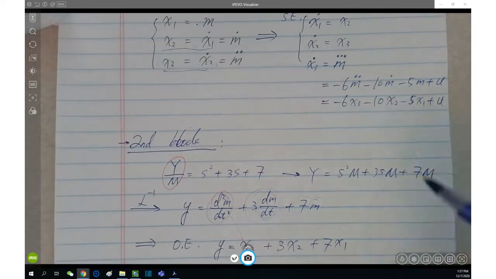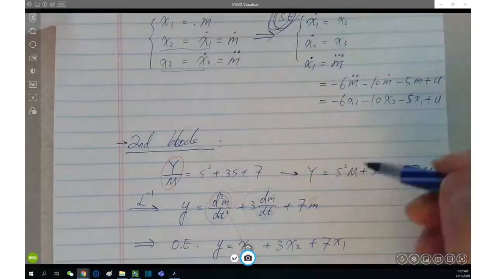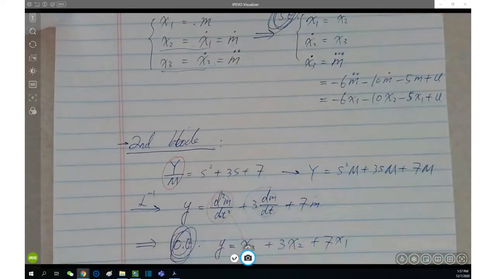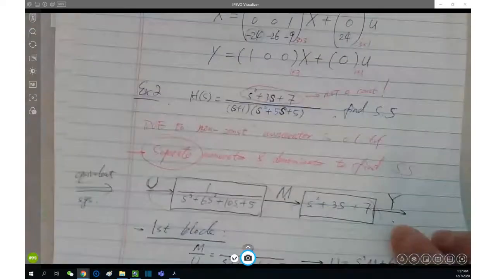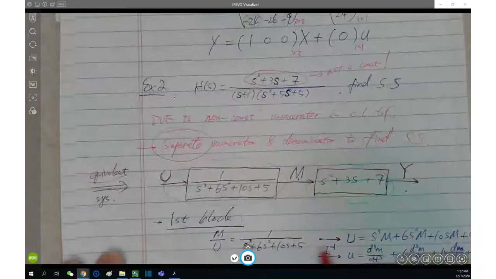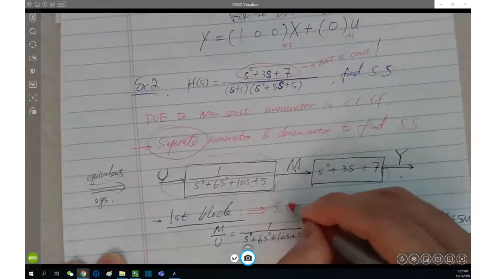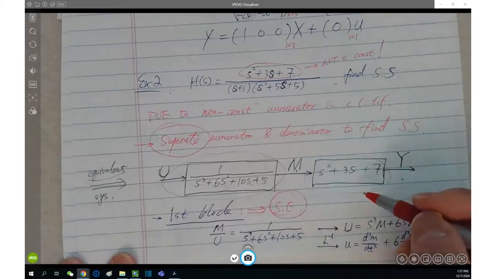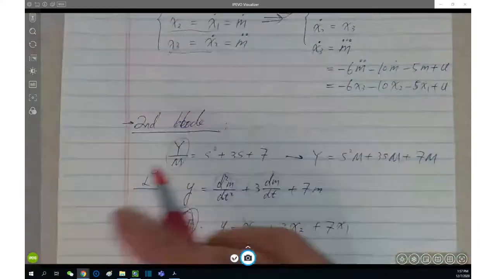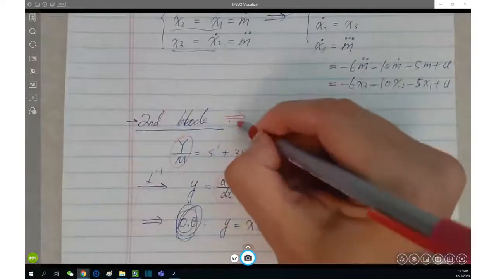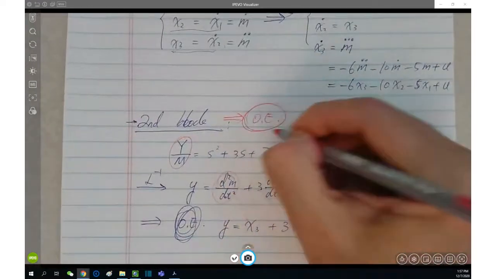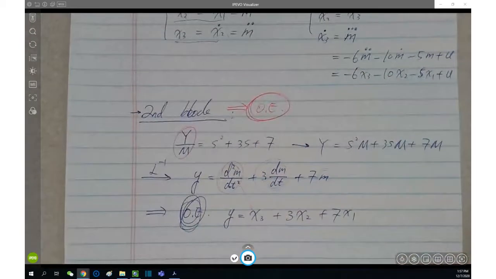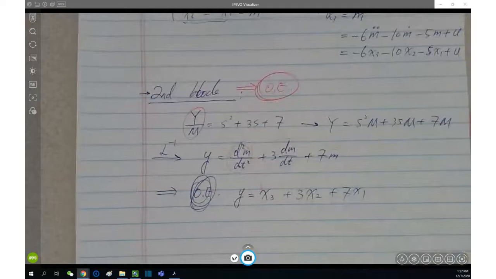So what do you see? You are getting the state equation here and the output equation here. Done. In other words, by taking care of the first block, you are going to find the state equations. And by taking care of the second block, you are going to find the output equations. So you need to separate them.